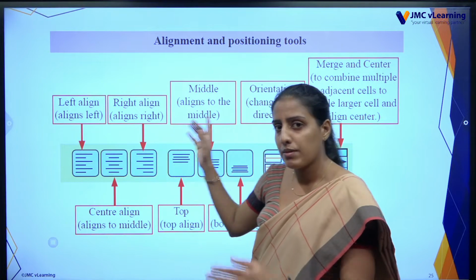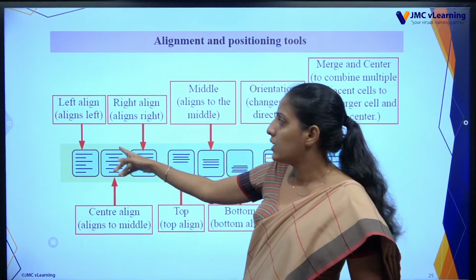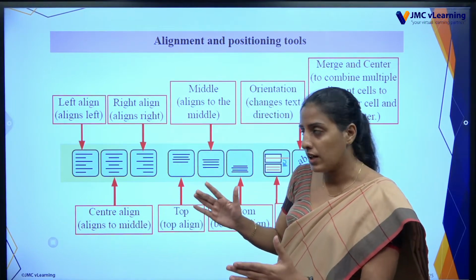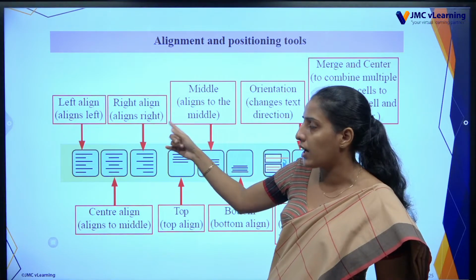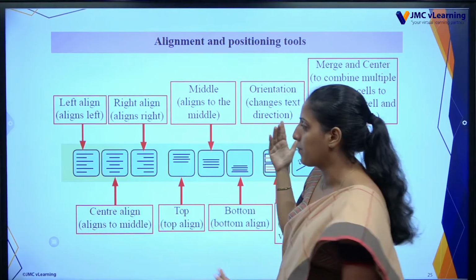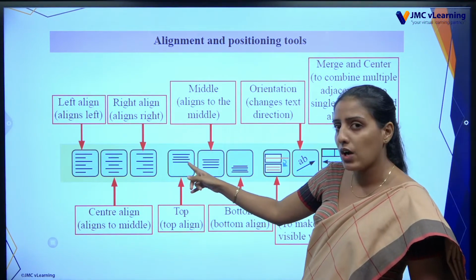Left align means all the text in the cell aligns to the left side. Then this is the center align, which aligns to the middle. This is right align, which means numbers align to the right, while text always aligns to the left. This is top, and I will show you what we are calling top.